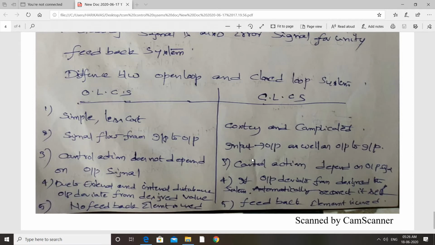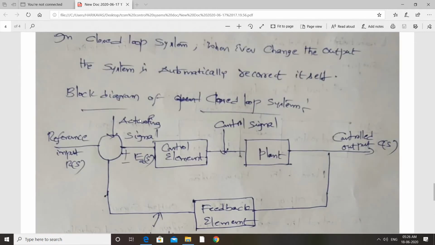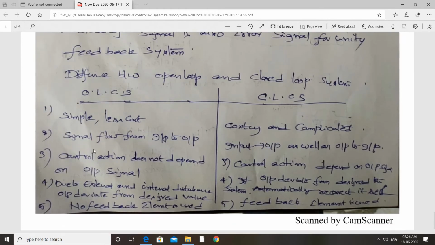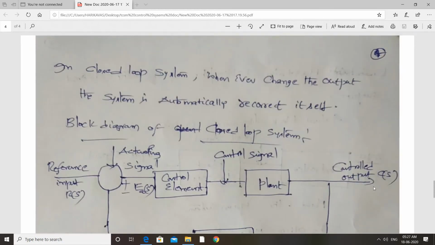In the third point, in the open loop control system, control action does not depend on the output signal. Whereas in the closed loop control system, the control action depends on the output signal. So that is very important. Here the control action means because of the control action only the actuating signal changes. So you see this diagram, control action. The actuating signal is continuously changing. So the control action completely depends upon the output, whereas in the open loop control system, it does not depend upon the output.